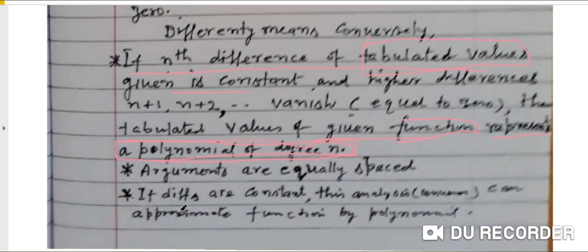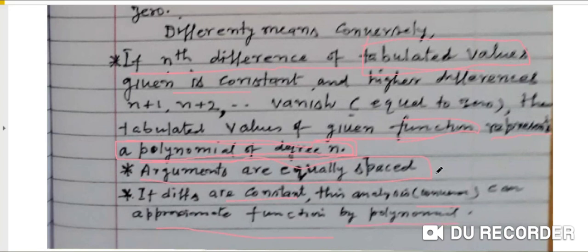But one thing is very clear: the arguments are equally spaced. We have introduced h, and that is equally spaced, and third, it is constant. This analysis means, conversely, we can approximate the function by the polynomial.